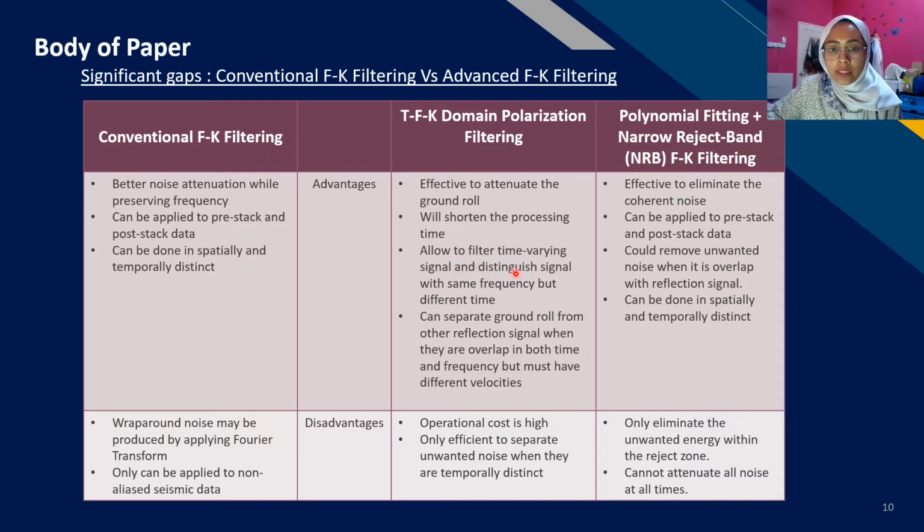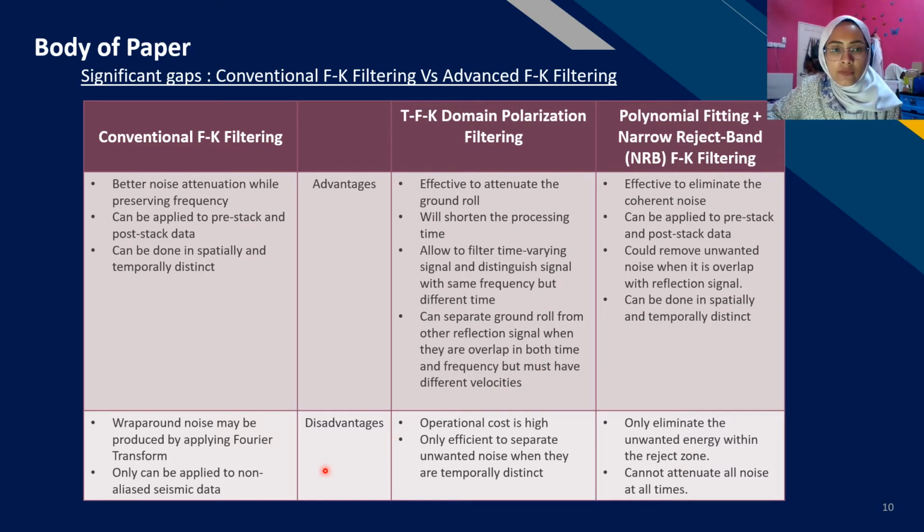It allows to filter time varying signal and distinguish the signal with the same frequency but must have different time. Can separate the ground roll from other reflection signal when they are overlaid in both time and frequency but must have different velocity. While for the polynomial filtering plus narrow reject band FK filtering, it is effective to eliminate the coherent noise. It can be applied to pre-stack and post-stack data. It could remove the unwanted noise when it is overlapped with the reflection signal, and lastly, it can be done in spatially and temporally distinct.